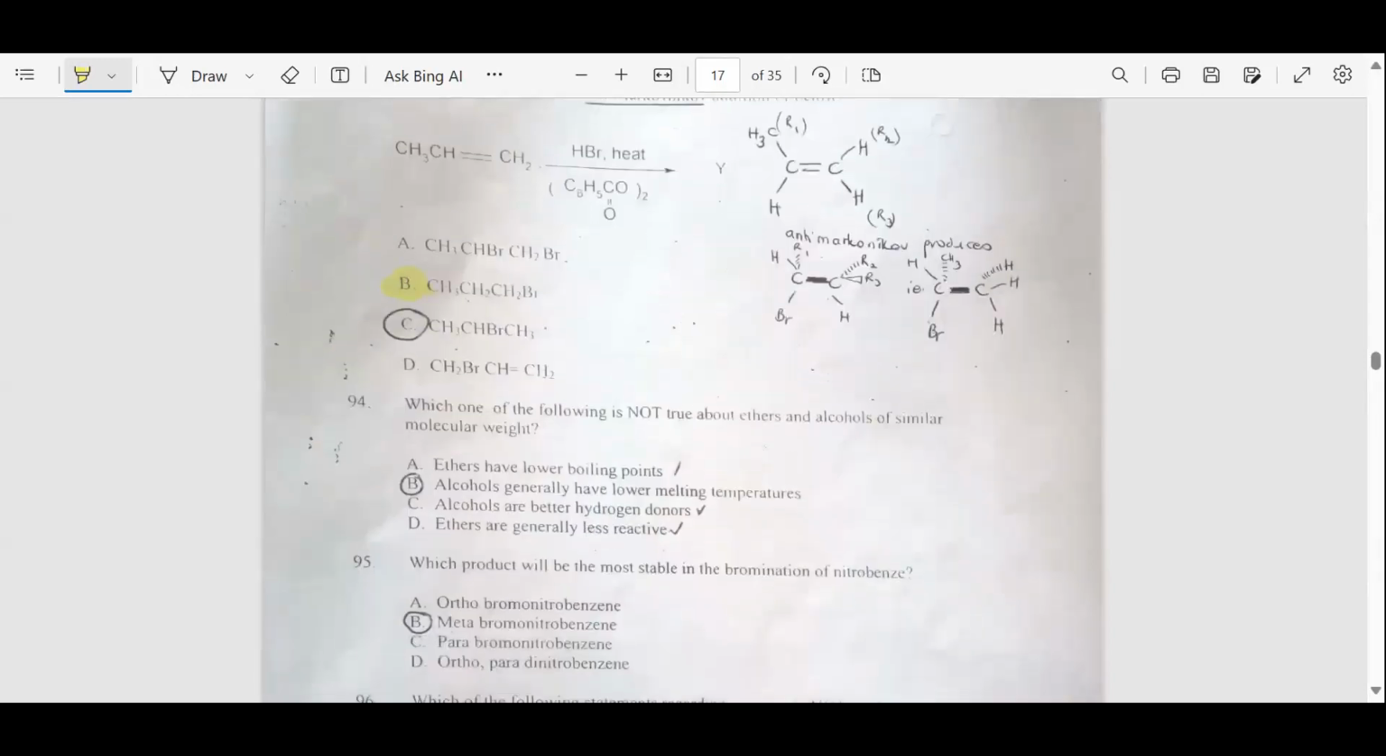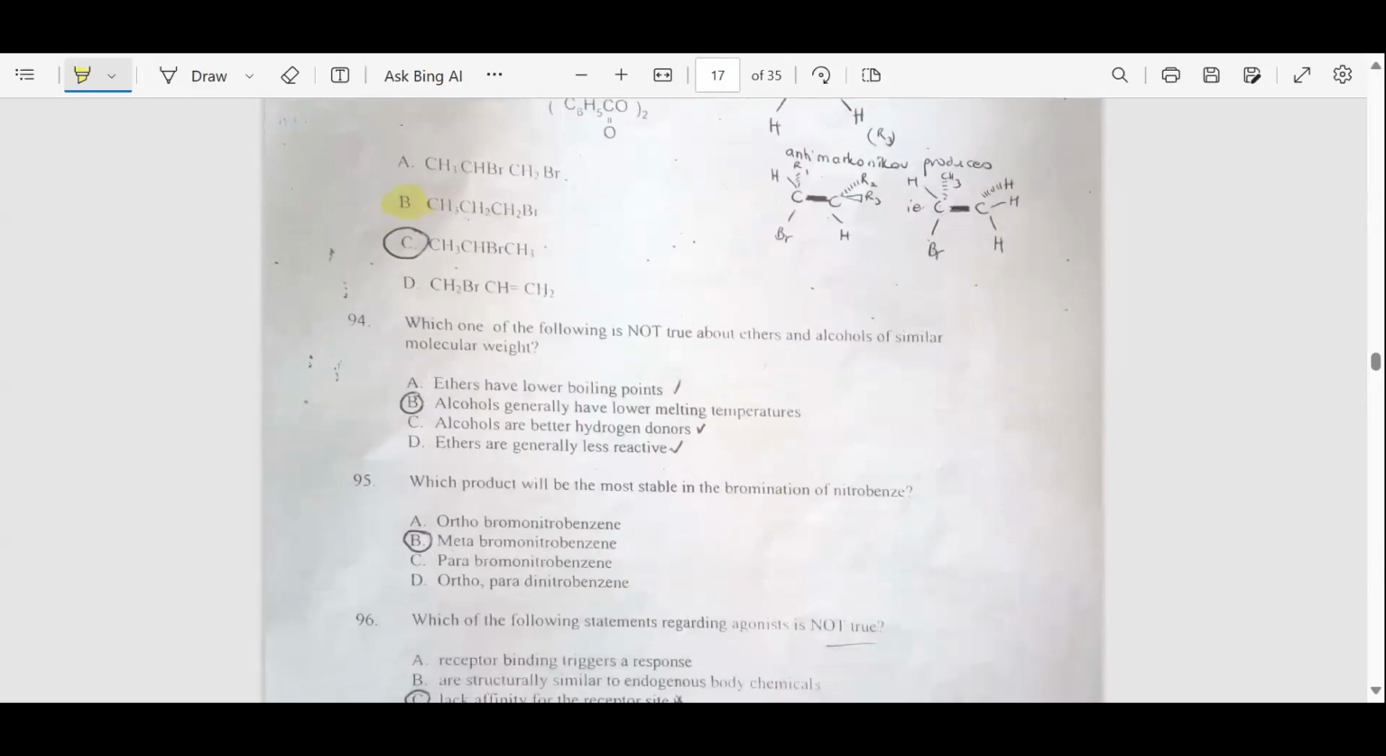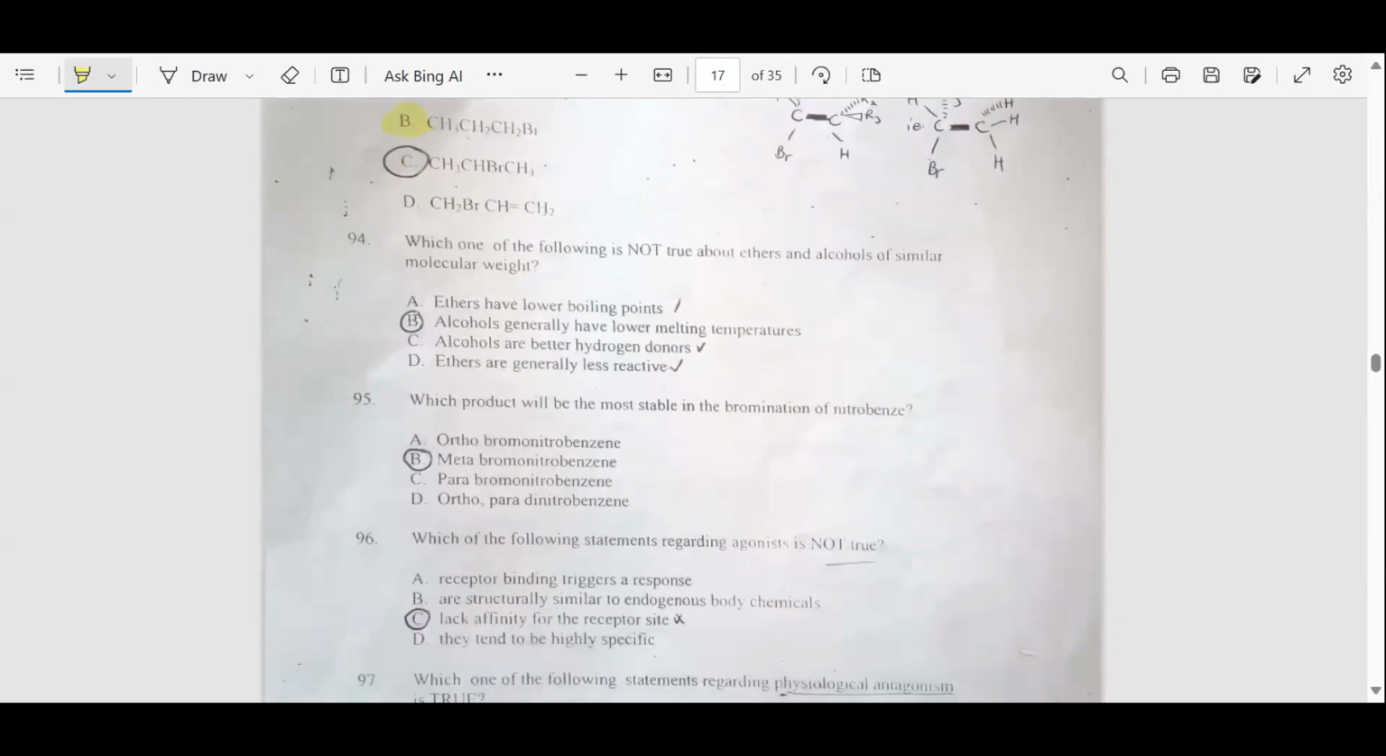So number 94. Which one of the following is not true about ethers and alcohols of similar molecular weights? Choice A, ethers have lower boiling points. Choice B, alcohols generally have lower melting point temperatures. Choice C, alcohols are better hydrogen donors. Choice D, ethers are generally less reactive. So among those statements, which one is the false one? You can type in your choices in the chat box.